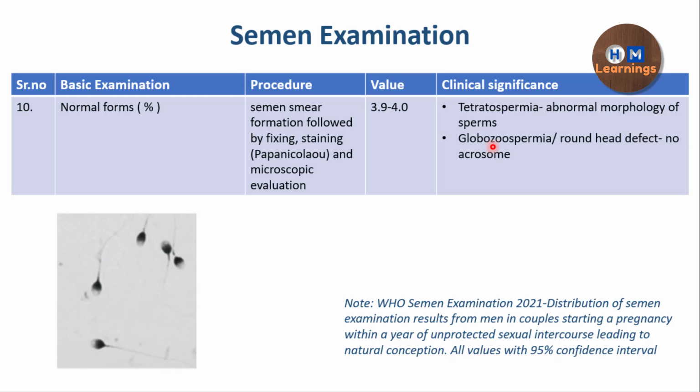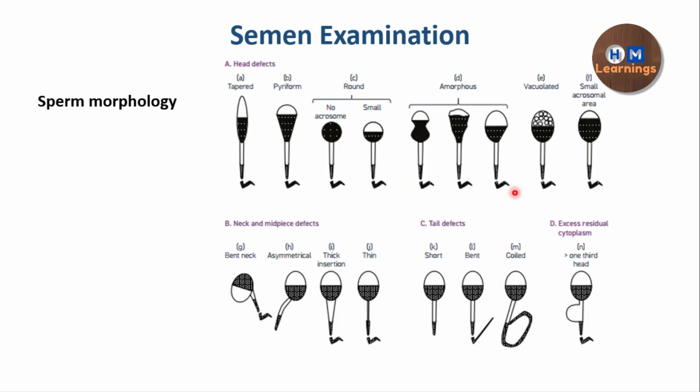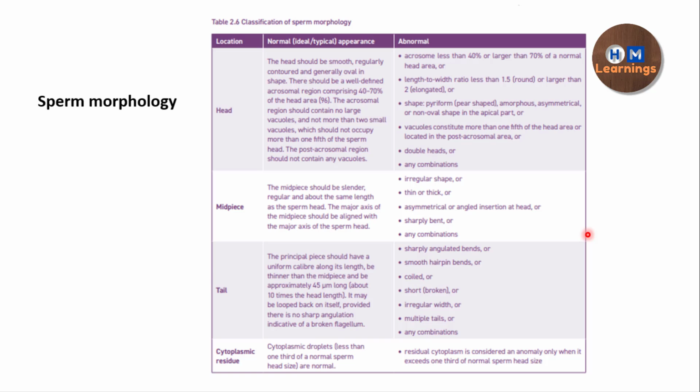Teratospermia is the condition in which there is abnormal morphology of the sperms, and globozoospermia or a round head defect is a kind of defect where there is absence of the acrosome. So you can see in this slide how many different types of defects are present. I have talked about this condition called a round head defect or globozoospermia, in which there is no acrosome. The head could be tapered, piriform, amorphous, vacuolated. There could be defects in the head, neck and midpiece, defects in the tail also, and excess residual cytoplasm.